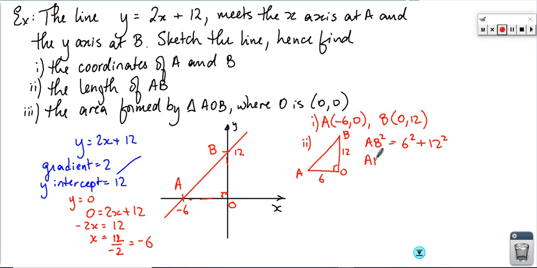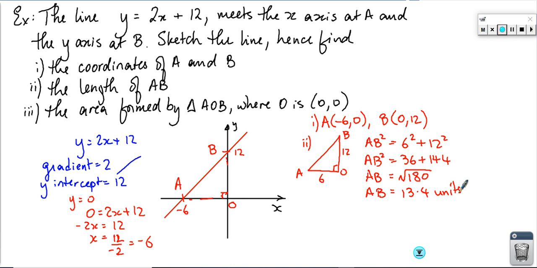So, AB squared is 36 plus 144. So AB is the square root of 180. And you use your calculator to find the square root. This gives a value of 13.4 units. Remember, these are not centimeters or meters or millimeters, they are just units.